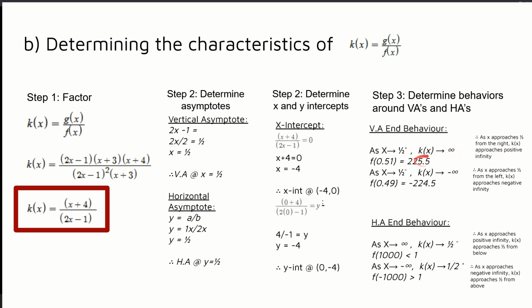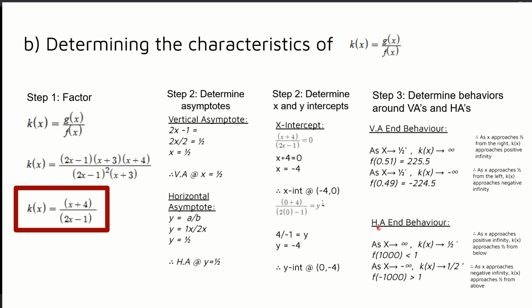I got positive infinity, so therefore k at x will approach positive infinity if x approaches 1 over 2 from the right. This is the same thing with x approaching 1 over 2 from the left side because of that small negative up there. I got a negative as well on this one, so all good.